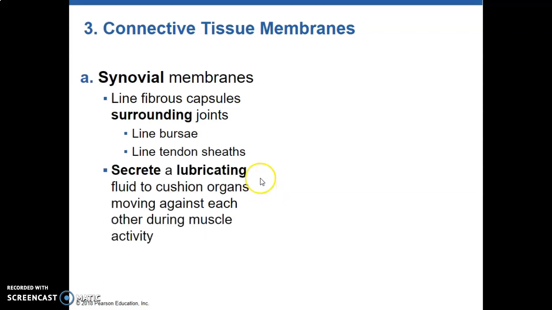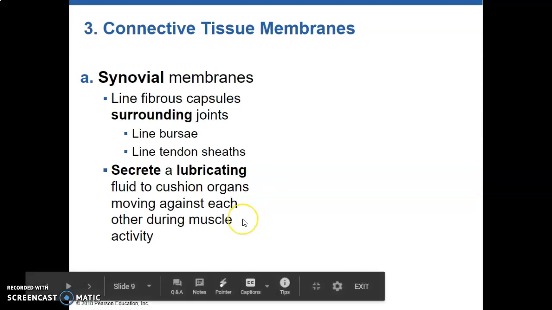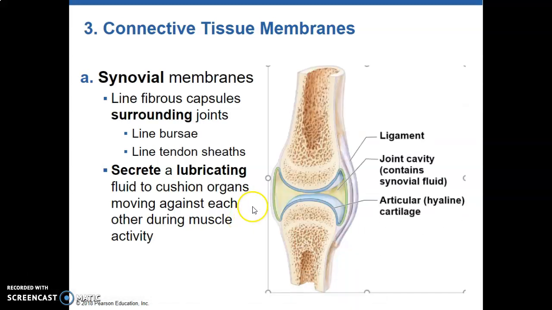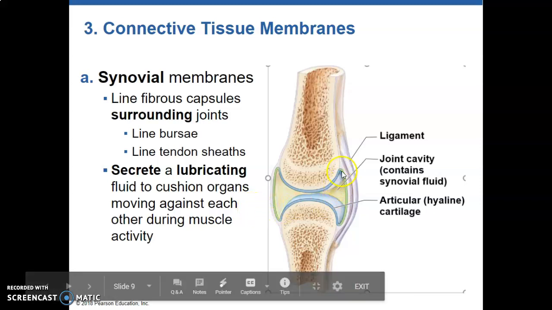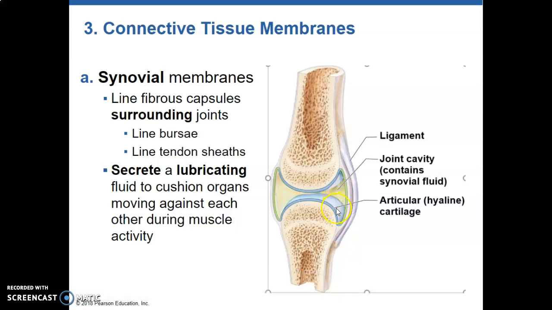A function of synovial membranes is to secrete a lubricating fluid to cushion organs moving against each other during muscle activity, during muscle contraction. Let's take a look at this. So this might be like the knee right here. You have a synovial capsule. The capsule is made by the synovial membrane that lines this joint. And on the inside of that capsule, you have the joint cavity. It contains synovial fluid.